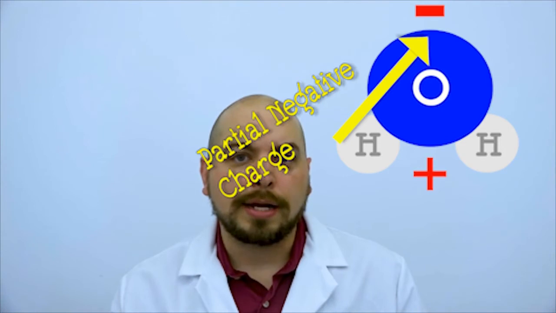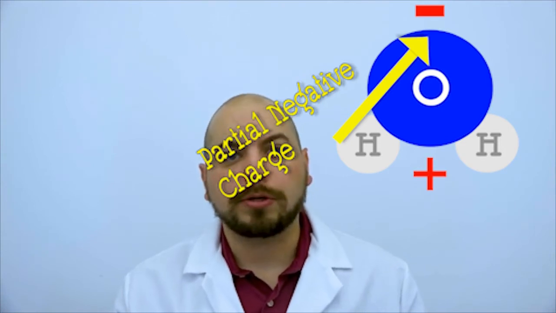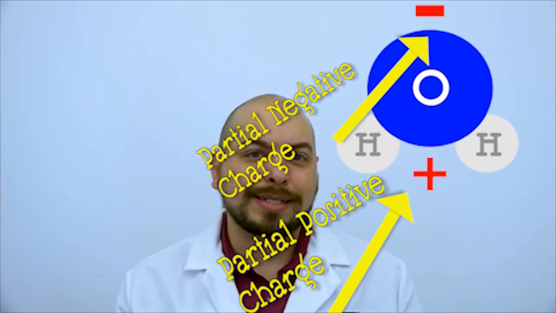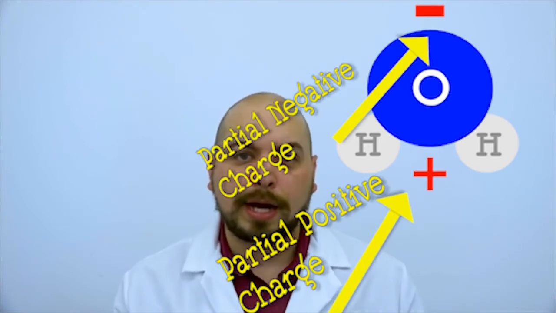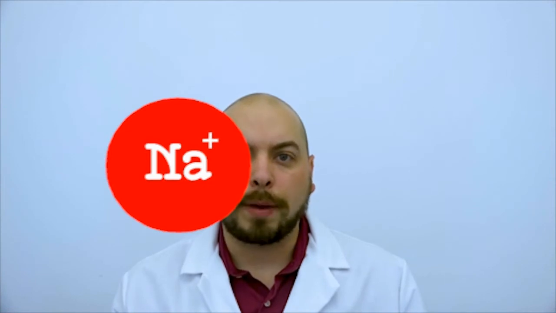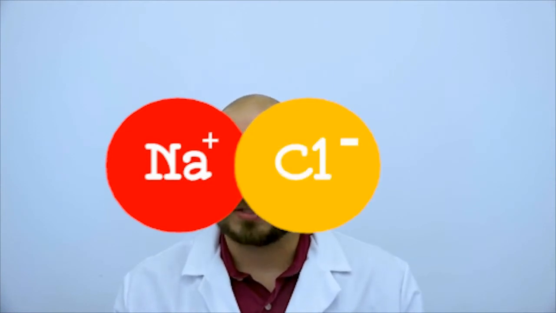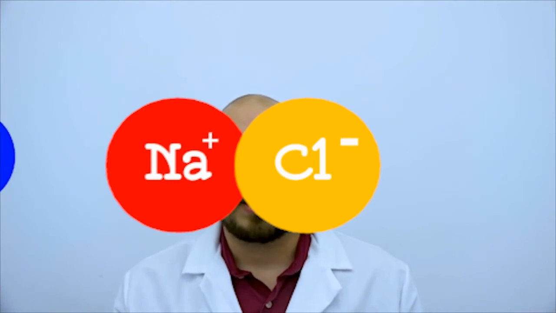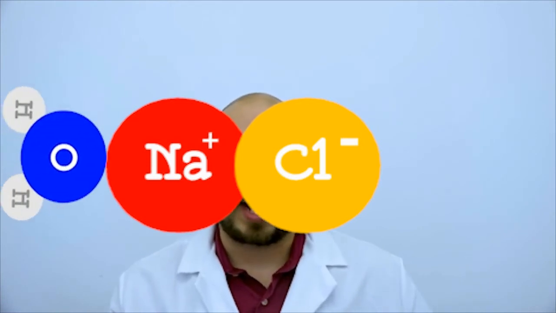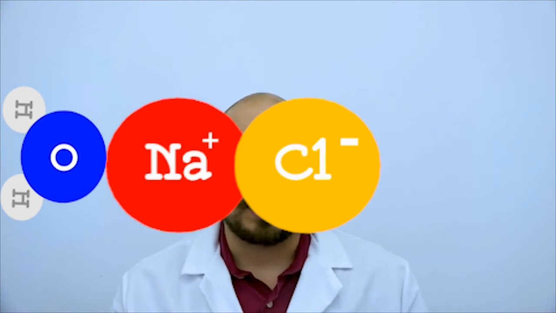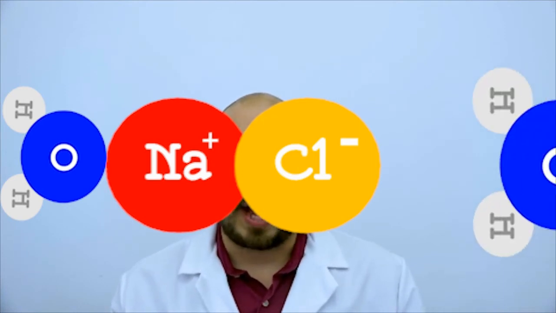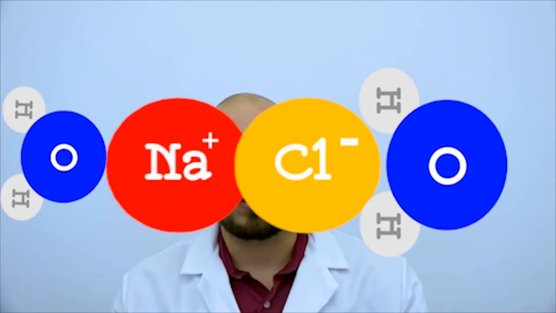Now, specifically, the water molecule has two sides to it. We're going to talk a little bit more about this later in the year, but here's what you need to know. The oxygen side is slightly negatively charged. We call this a partial negative charge. The hydrogen side is slightly positively charged. We call this a partial positive charge. Now, because sodium ions are positively charged and chlorine ions are negatively charged, the sodium ion is attracted to the oxygen atom in the water molecule. The hydrogen atom in the water molecule is attracted to the chlorine ion.